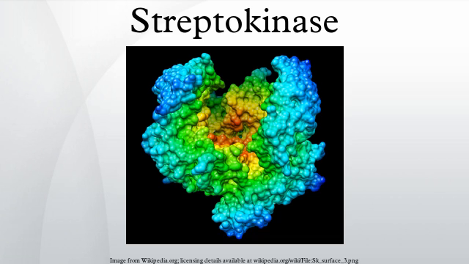For this reason, it is usually given only for a person's first heart attack. Further thrombotic events could be treated with tissue plasminogen activator. Overdose of streptokinase or TPA can be treated with aminocaproic acid.